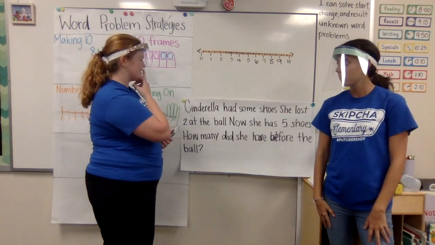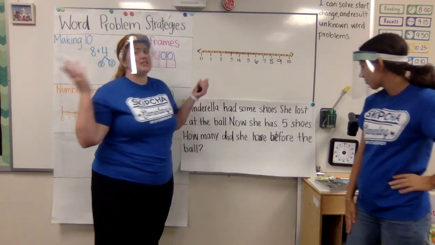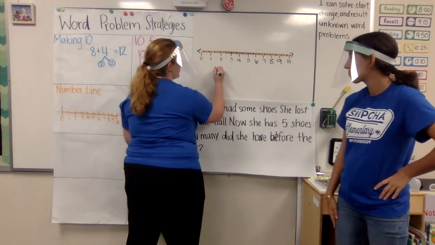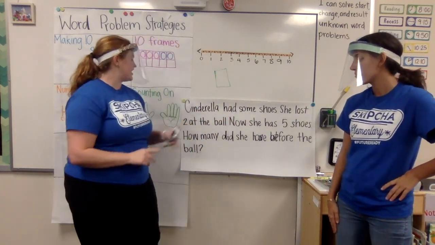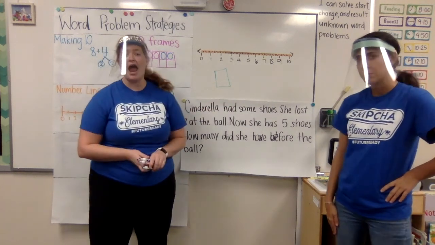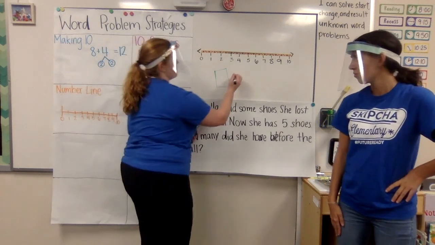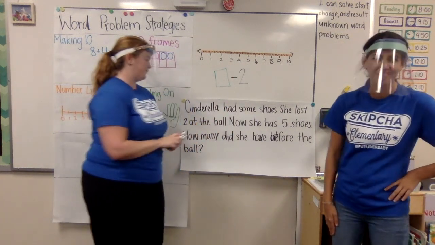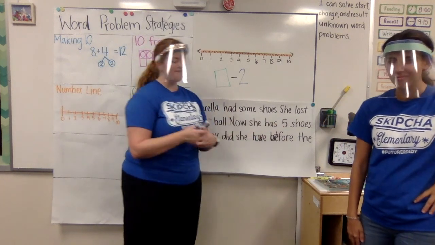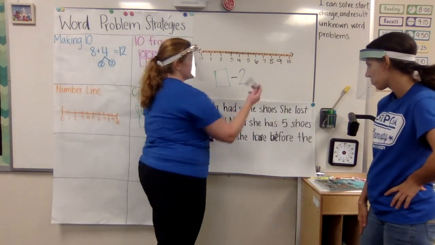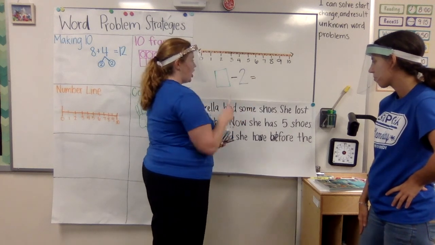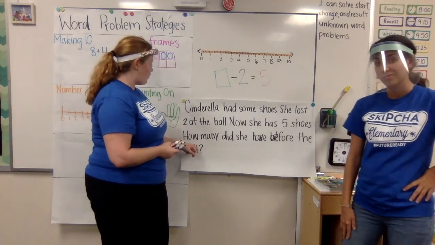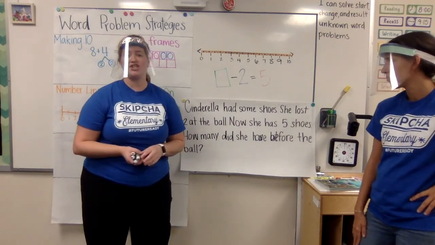Let me think how I should set this up. It says Cinderella had some shoes. I don't know what number some is, so I'm going to put a box. Then it says she lost 2 at the ball. Well, if she lost them, she doesn't have them anymore. So I'm going to put -2. Now she has 5 shoes. Well, that's my result. That's how many she has left over, 5 shoes. How many did she have before the ball? So I'm looking for what she started with.